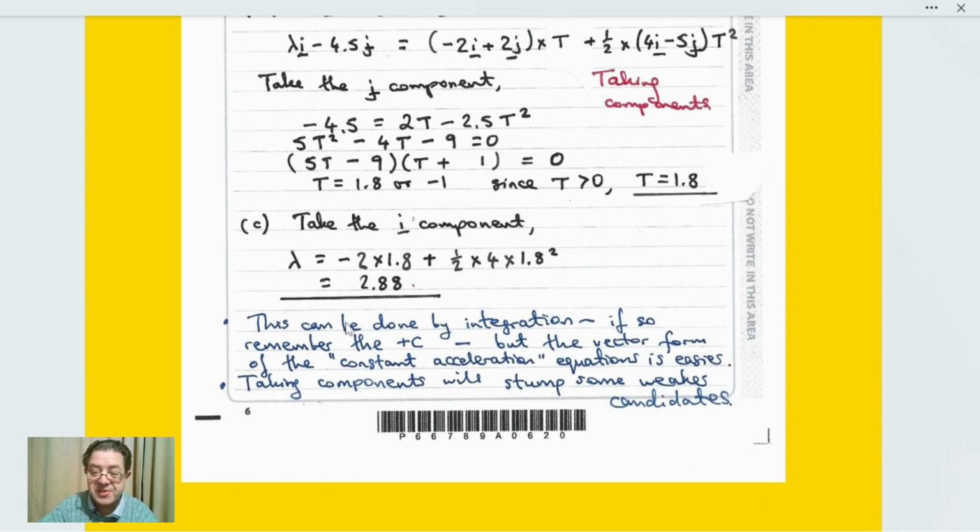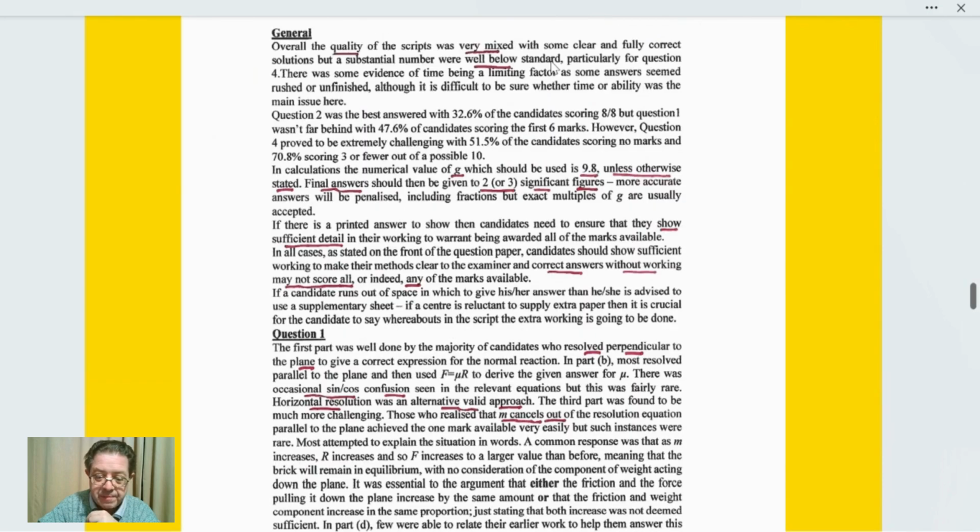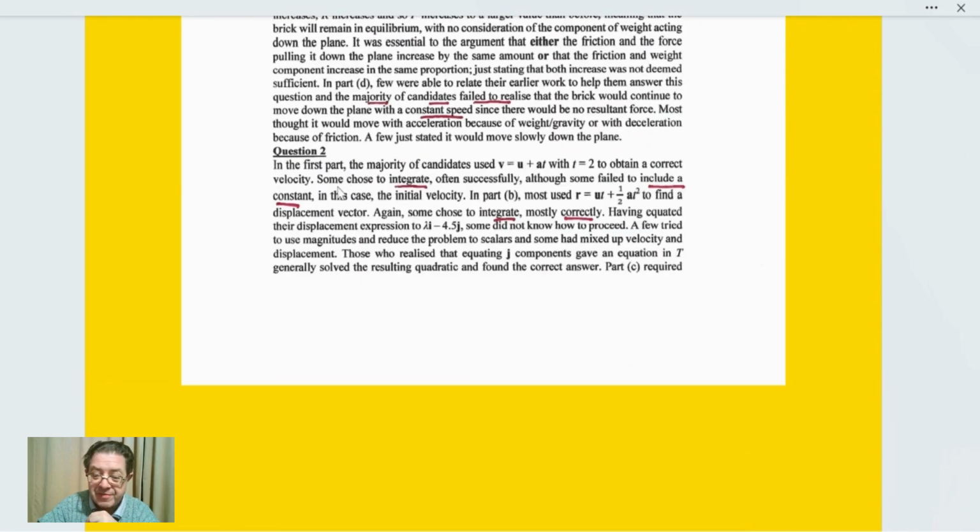And as I said earlier, taking components is going to stump some candidates. That's where you need to think like a mathematician. Taking components is a standard thing to do, but you've got to think of it. A quick peek at the mark scheme for question 2. First part, the majority of candidates used the right equation. Some chose to integrate, often successfully, but often forgot the constant.